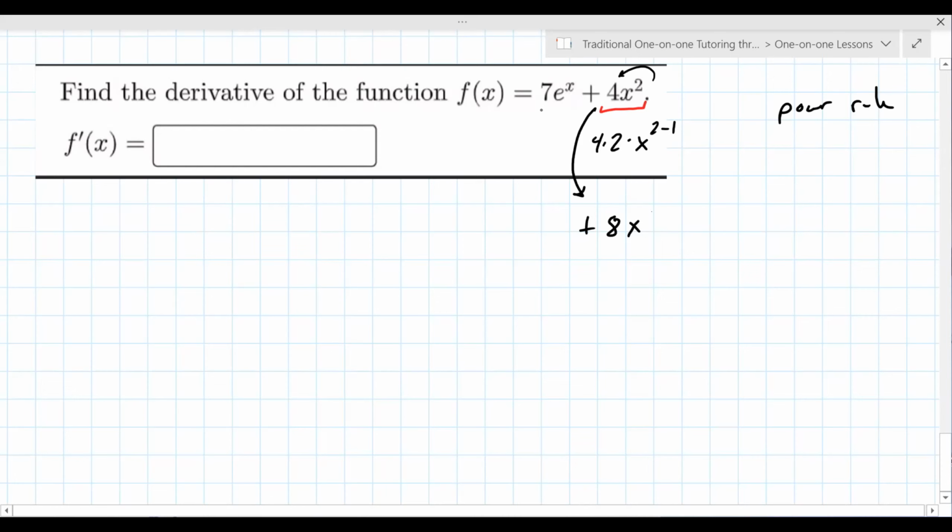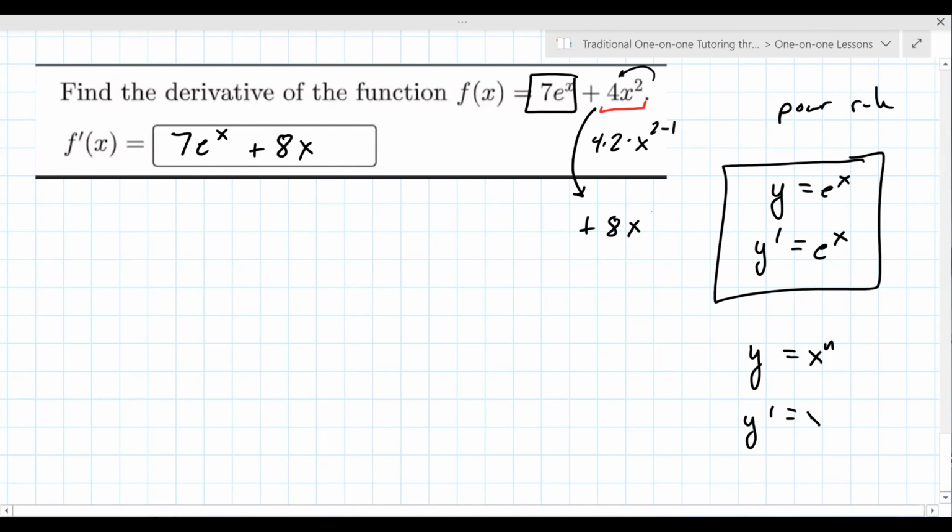So is it just x times 7, or do you not do the power rule for the 7e to the x? So this one is different. If y equals e to the x, y prime equals e to the x. This is the only function whose derivative is itself, and the constant just comes with it. That's interesting. 7e to the x. Yeah, and this is critical. This is the part of the course where you're trying to really get these derivative rules down, because you're going to reuse them over and over again.